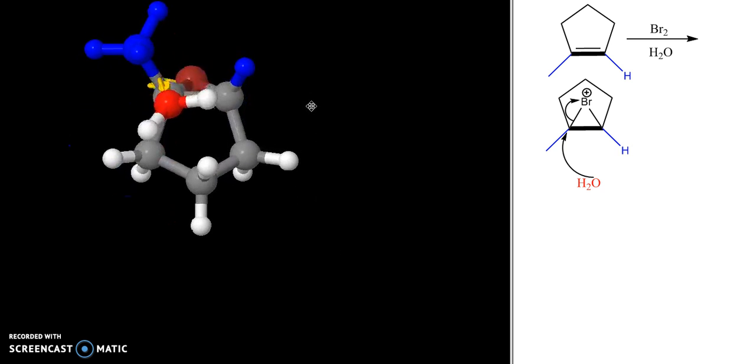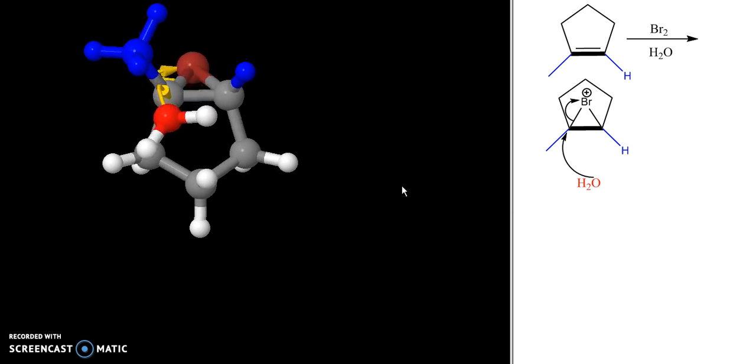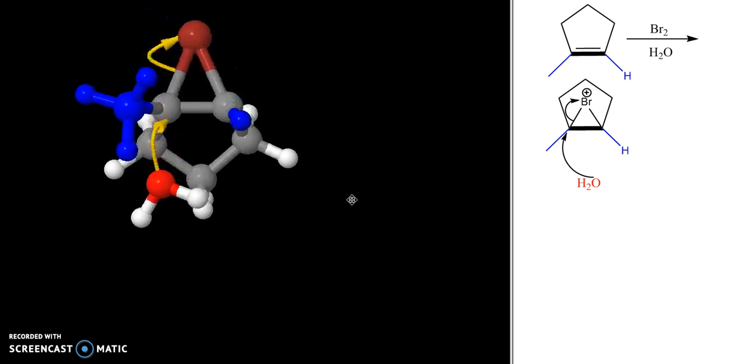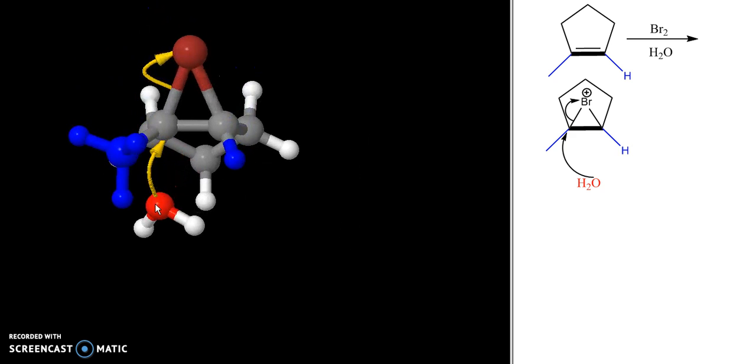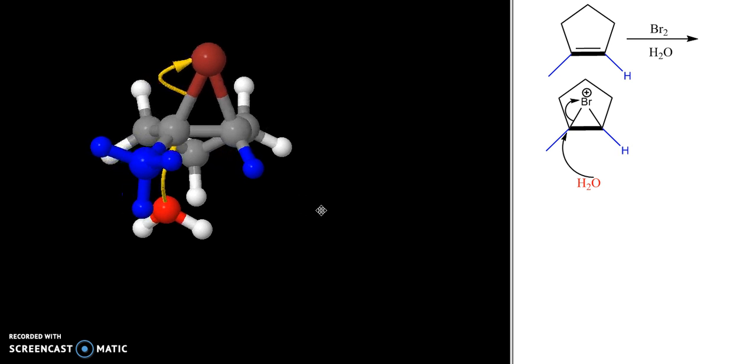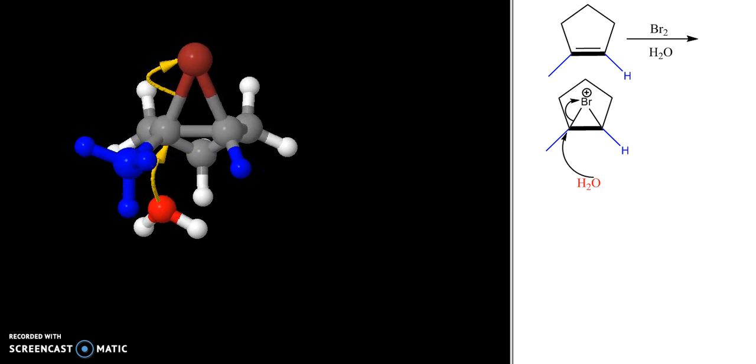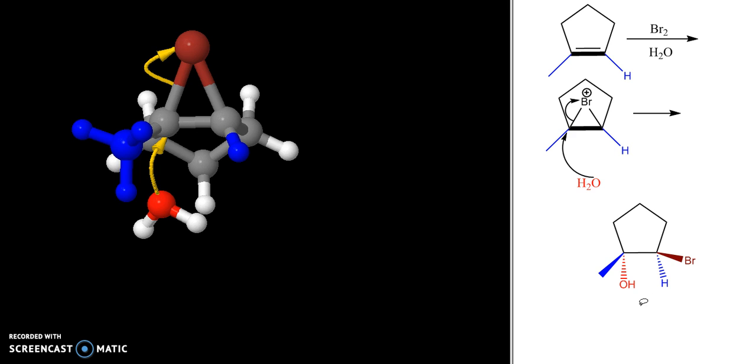And if we look, the oxygen that comes in is exactly opposite of the bromine that leaves, which means in our product, this oxygen that's going to be part of our OH group is going down, and the bromine is going up the way I have it displayed here. They'll be on opposite sides of the ring. And if we look at the product here, we can see that that's what I've drawn.